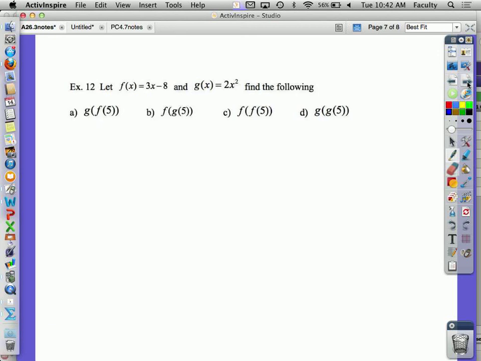Okay, example 12. Now these are all numbers. I'm going to do A and then I want you to pick up and do the rest of them. If I want g of f of 5, I come over here and f of 5 would be 15 minus 8, which is 7. And then g of 7 would be 2 times 7 squared. Please excuse my dear Aunt Sally. I'll do the exponent and then I multiply. All right, try the next 3.